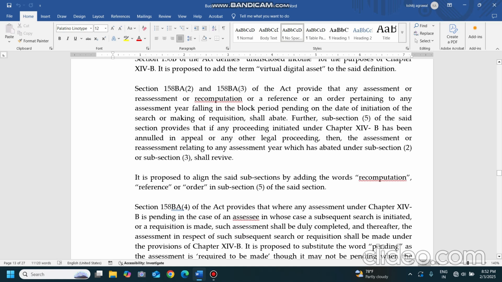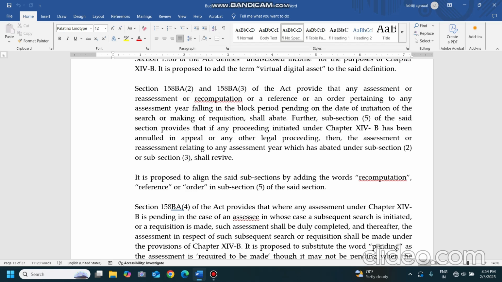Now coming to the next point, 158BA subsection 2 and subsection 3. This is also just a clarificatory amendment. Any assessment or reassessment or recomputation or reference to any order, if it is pending on the date of search, pertaining to any assessment year within the block period of the block assessment, then it should be abated. Which means any assessment or reassessment, recomputation, whatever is there, if it is falling within the block period and it is pending on the initiation of the search or making of requisition, it shall be abated.